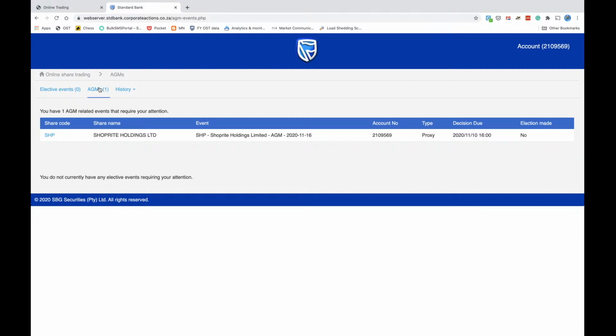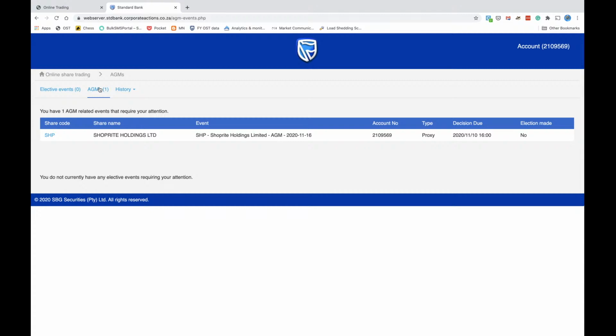Now, in the olden days, there would be faxes and emails flying around, and a proxy would be issued and then sent to the meeting where it would be counted in. Now it's done electronically. It's nice. It's simple. This is ShopRite. This is the annual general meeting of ShopRite. As I said, it's a proxy. So I've got until, in this case, the 10th of November, which is Monday, 4 o'clock, to make my election.